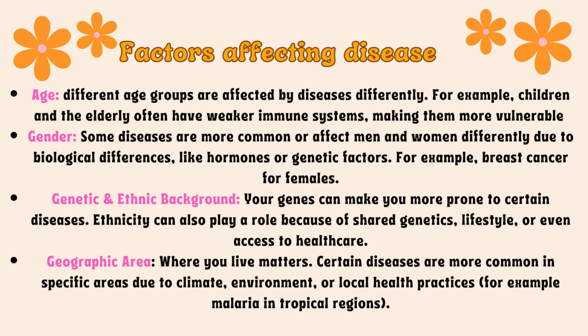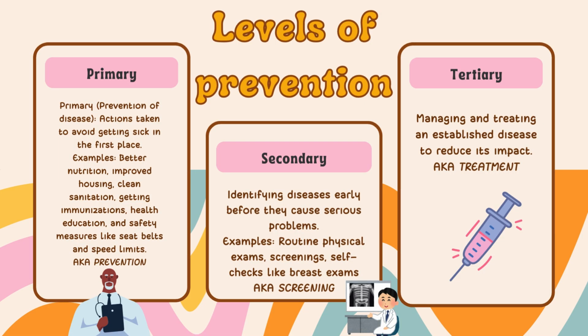So, what are factors affecting disease? There's age, gender, genetic, and geographic. So, children and older people are more vulnerable. Some diseases, males are more vulnerable, females are more vulnerable. Where you live plays a big part, and like, what are your genetics? So, there are ways of preventing getting sick. The primary way is just avoiding it in the first place. So, staying up to date, staying clean. Now, secondary is identifying diseases before they get serious, like getting a breast exam regularly before your breast cancer gets too bad if you have it. And tertiary is treating it. So, basically, like medication and stuff like that.